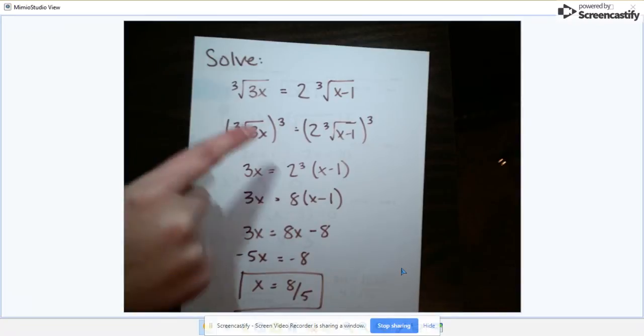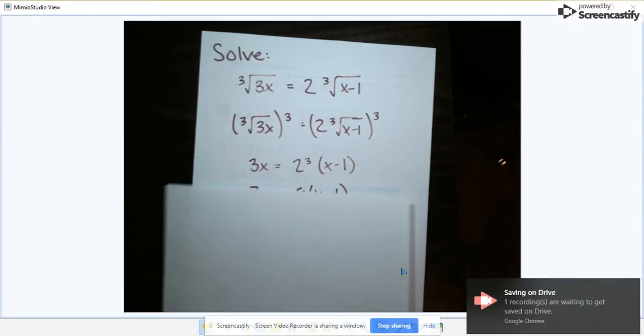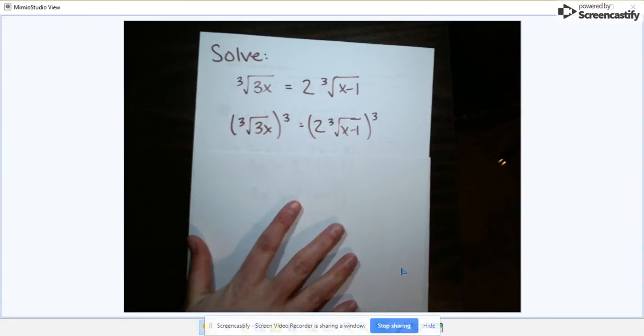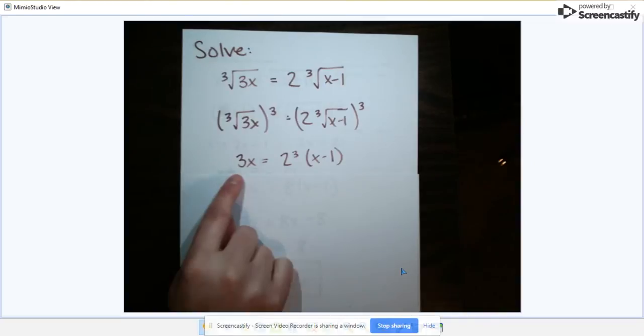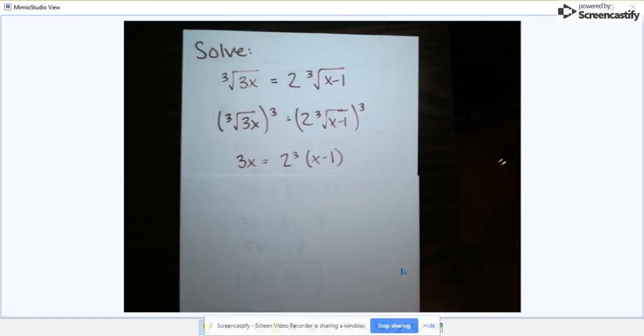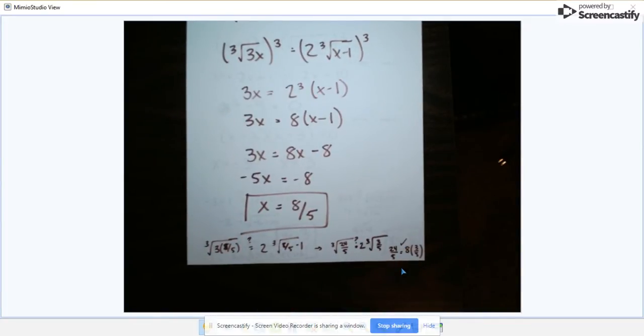Okay, last one here. You have two cube roots that are set equal to each other, so we cube both sides right away. However, when you cube the right side, you need to make sure that you cube that coefficient out in front as well. So that looks like 3x on the left side, and then 2 cubed times x minus 1. Well, 2 cubed we know is 8, so now I distribute, and now I solve by subtracting my 8x to get -5x and divide by -5. Here's my work. This one works as well.